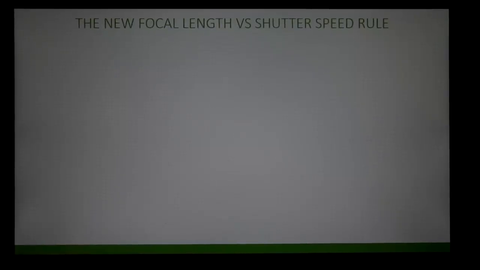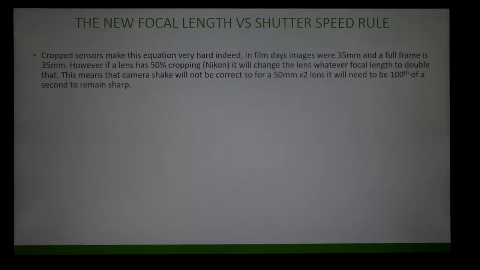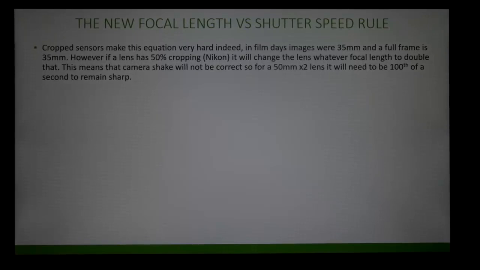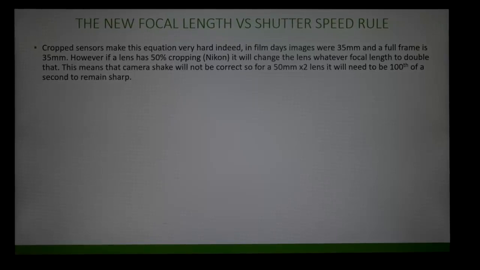Crop sensors make this equation very hard indeed. In film days, a full frame was 35mm. However, if a camera has a 50% crop, like Nikon, it will change the lens's effective focal length to double that. This means the camera shake rule changes, so for a 50mm times 2 lens, it will need to be 1/100th of a second to remain sharp.